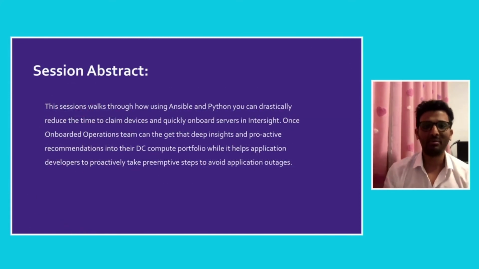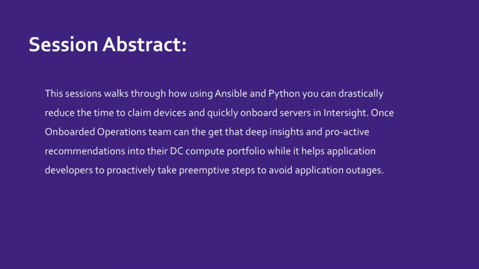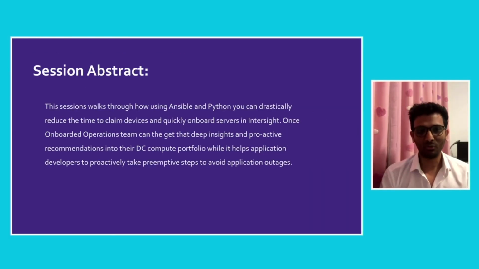If you are familiar with the current claim process of a server in Cisco Intersite, it's still a little bit manual: you have to go into each server management IP and get the device ID and claim code, and then you have to go into Cisco Intersite and claim those devices. So for customers who need to onboard 100 to 200 servers at one time, it still takes some time to onboard the servers.